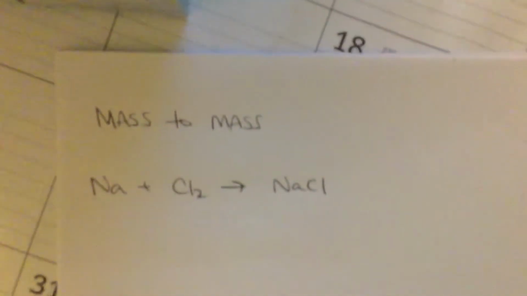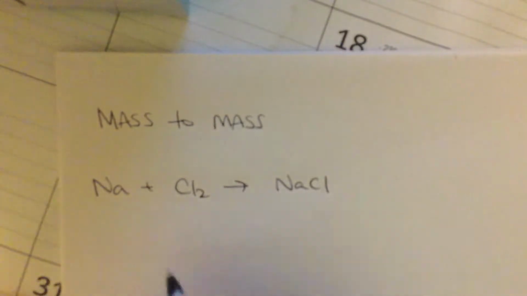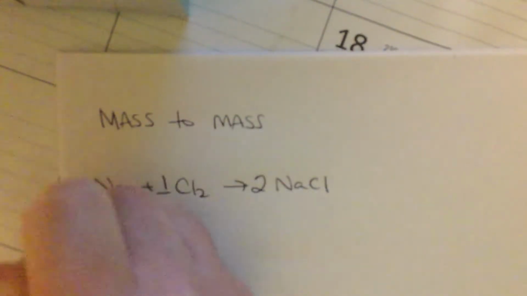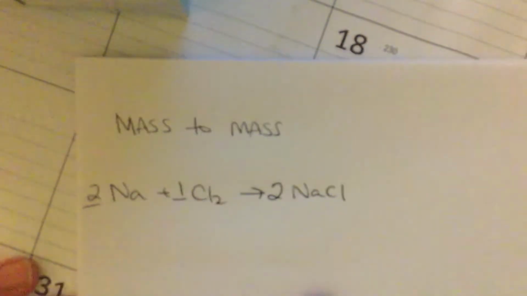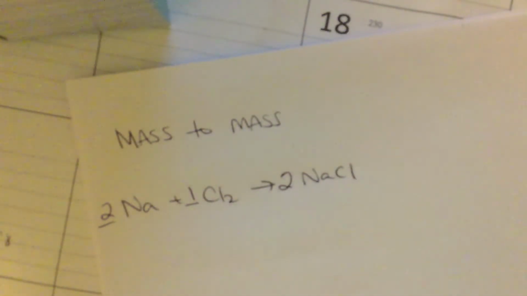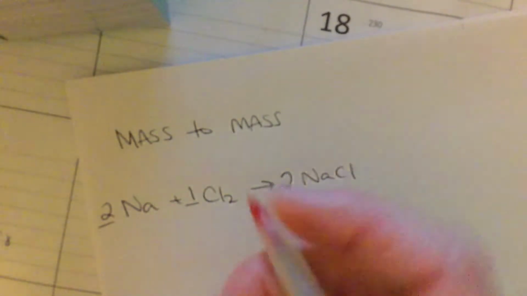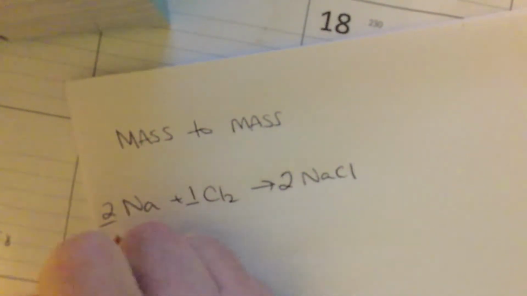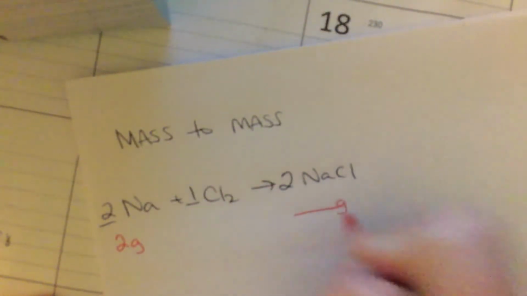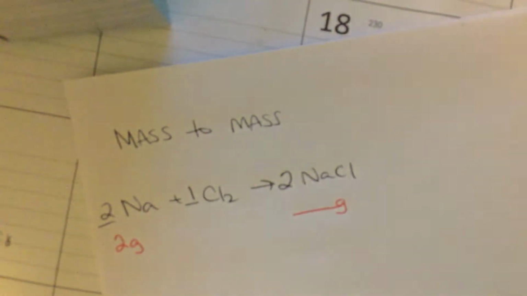The first thing we want to do is balance the equation. So I put a 2 here, a 1 there, and a 2 there. And now it's balanced. Hopefully you guys can see that okay. Okay, so then I say, if I've got 2 grams of sodium, I want to know how many grams of sodium chloride I can make.